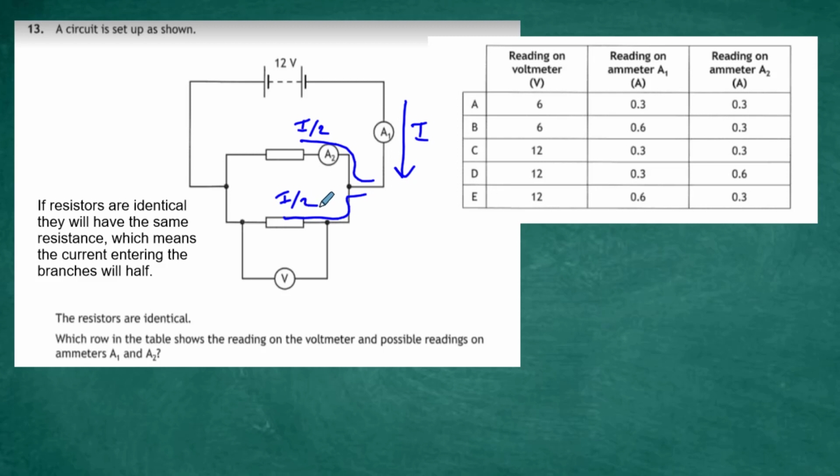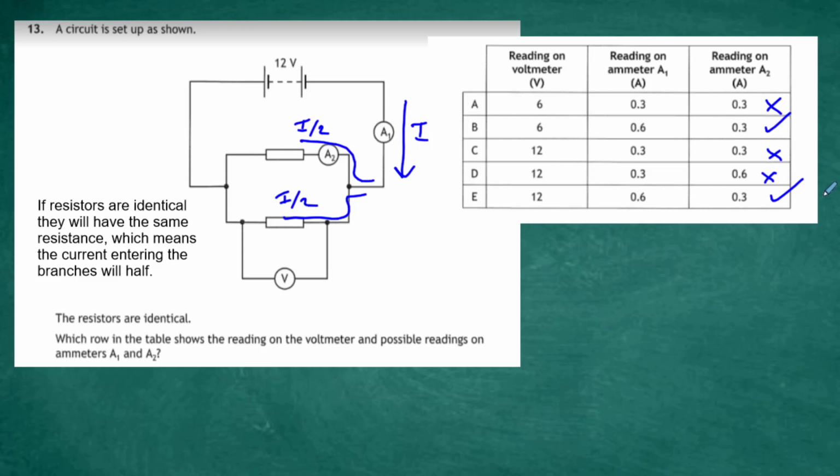So let's take a look at the table then. For response A, we have A1 being 0.3 and A2 being 0.3. Well, that's nowhere near what we're looking for. Remember, we're looking for A1 to be double A2. A1 here is 0.6 and A2 here is 0.3, so that's a possibility, so we can maybe tick that one at the moment. 0.3 and 0.3 is not the case. 0.3 and 0.6 is not the case here because we know that A1 must be double A2. So the other possibility is this one here. So we've got two possibilities out of the 5 responses.